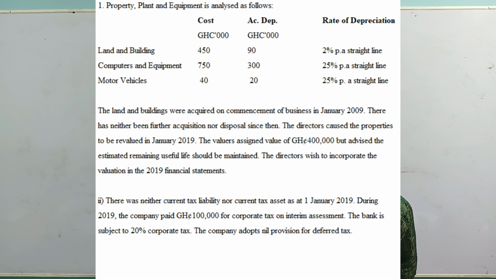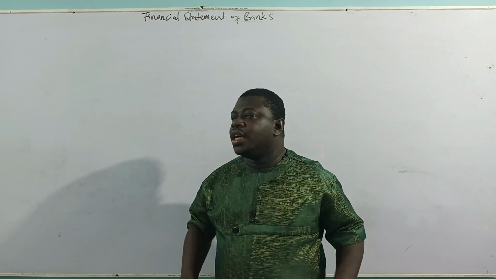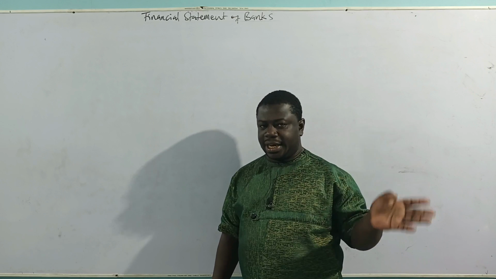The valuers assigned a value of 400,000, but advised that the estimated remaining life should be maintained. The directors wish to incorporate this valuation in the 2019 financial statements. Now, let me explain all that you see there in English. All that you see there is related to only the land and buildings.